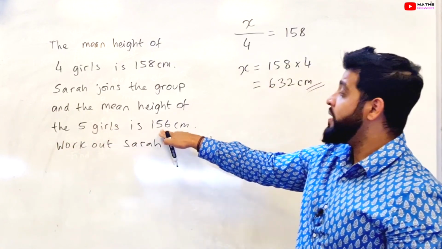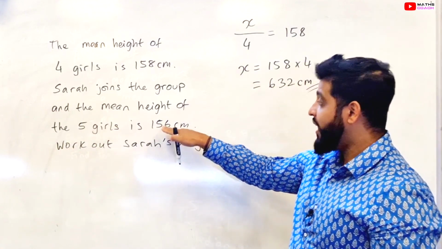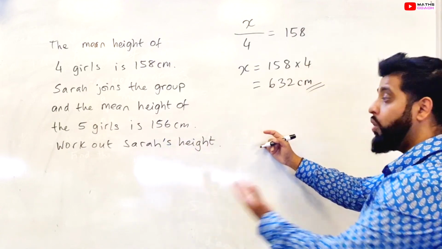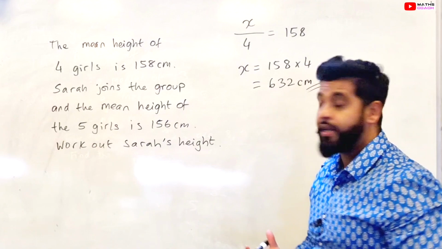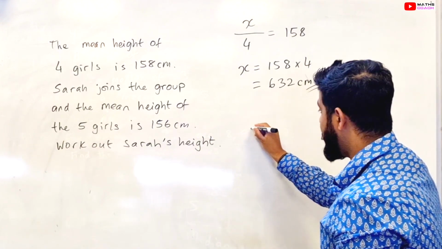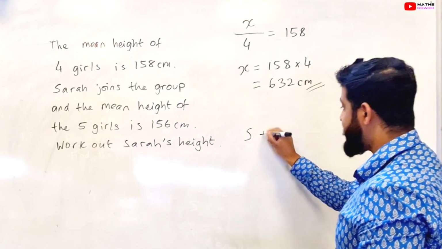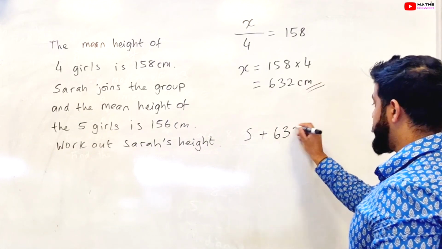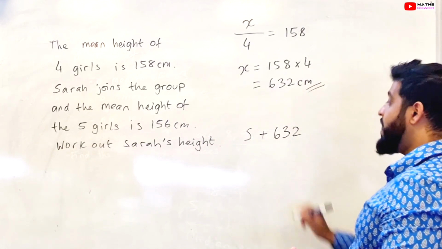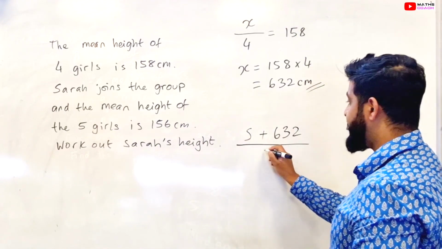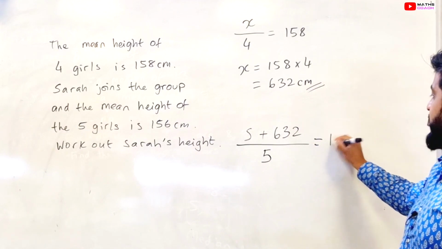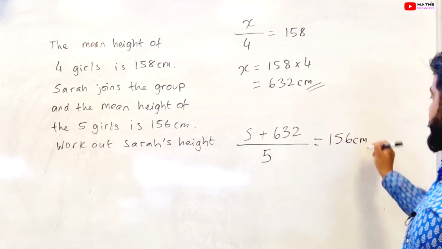And now the average height has gone down to 156 centimeters. So work out Sarah's height. Now what's going on here? Well, Sarah, let's call her S for Sarah, comes and adds to the total height of the other 4 girls, which is 632. And now you will divide that by 5. And that gives us the new mean of 156 centimeters.